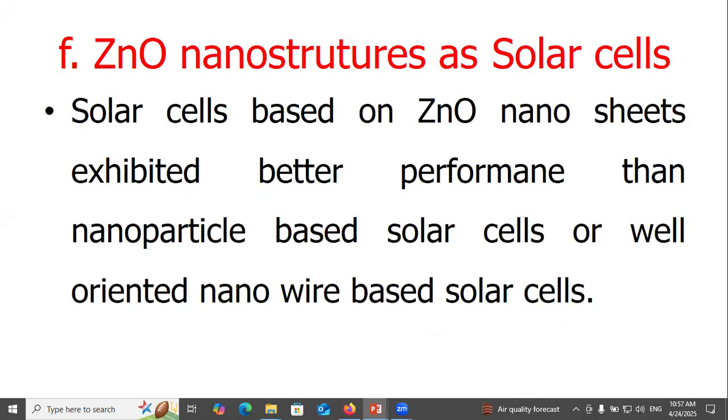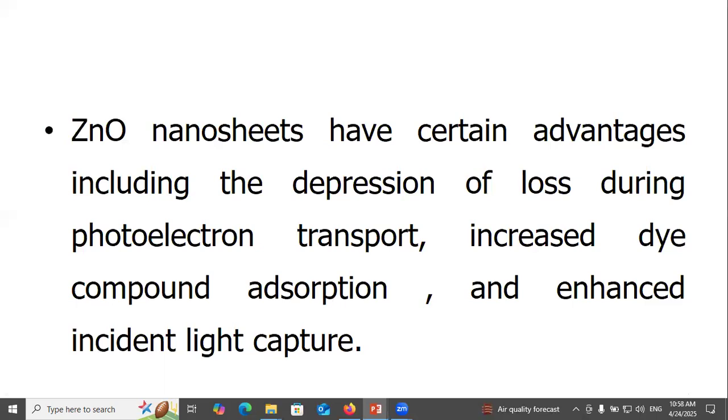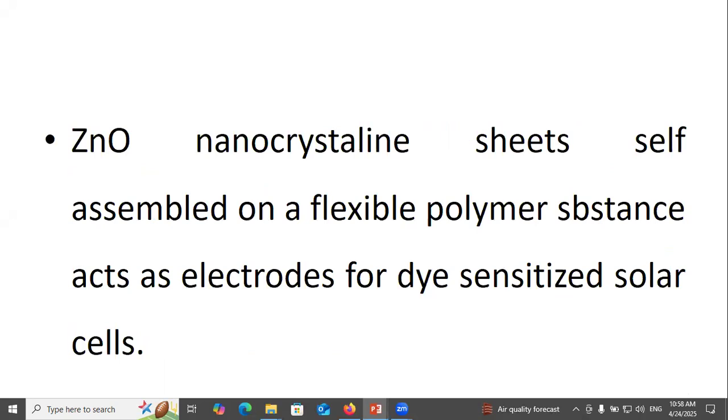Zinc oxide nanostructures as solar cells. Solar cells based on zinc oxide nanosheets exhibit better performance than nanoparticle-based solar cells or nanowire-based solar cells. Zinc oxide nanosheets have certain advantages, including the reduction of loss during the photoelectron transport, increased dye compound absorption, and enhanced incident light capture. Zinc oxide nanocrystalline sheets self-assemble on a flexible polymer substrate and act as electrodes for dye-sensitized solar cells.